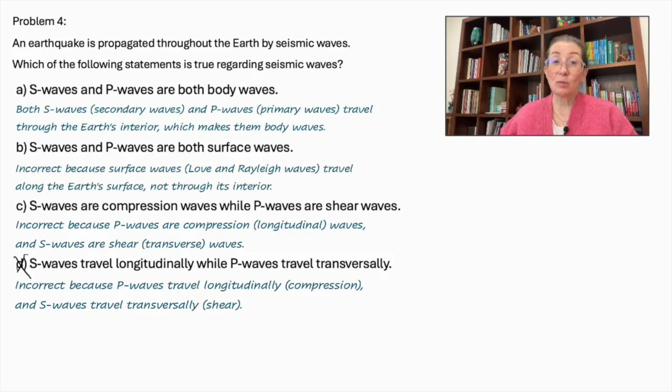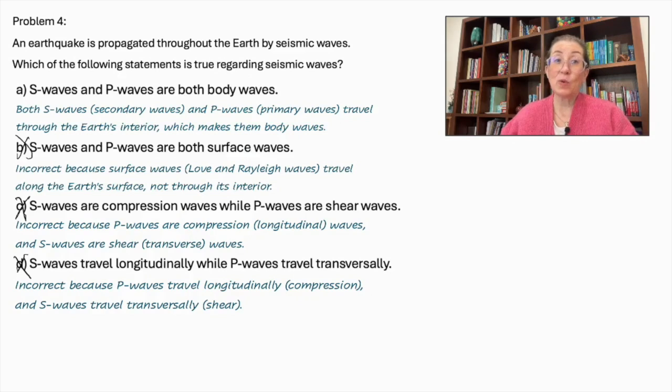S waves are compression waves while P waves are shear waves. This is incorrect because P waves are compression, longitudinal waves, and S waves are shear, transverse waves. S waves and P waves are both surface waves. This is incorrect because surface waves, Love and Rayleigh waves, travel along the Earth's surface, not through its interior.